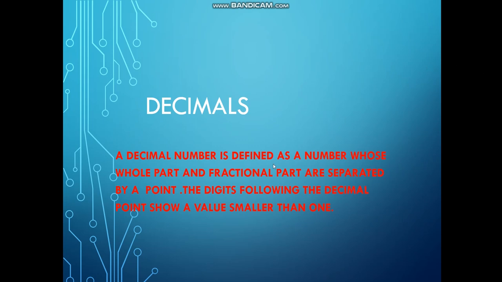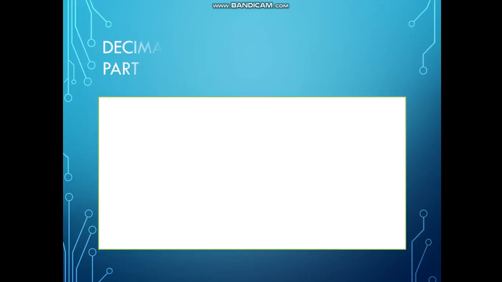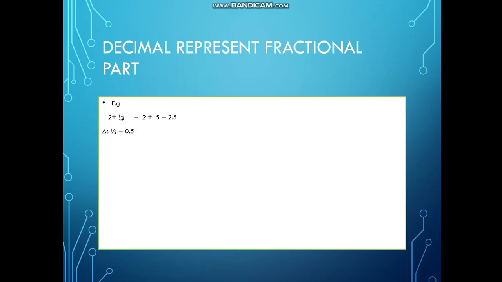Today we are going to start a new topic, decimals. What is a decimal? A decimal number is defined as a number whose whole part and fractional part are separated by a point. Whenever you write a number and you see a point in between the digits, that point is the decimal point. The digits following the decimal point show a value smaller than 1.